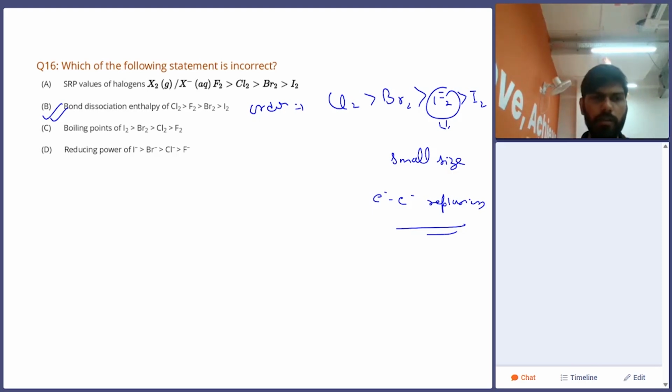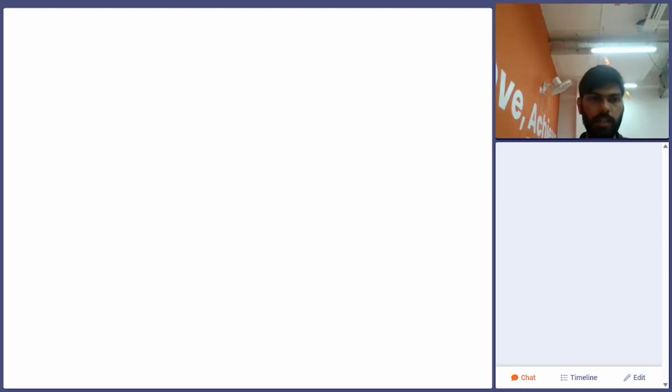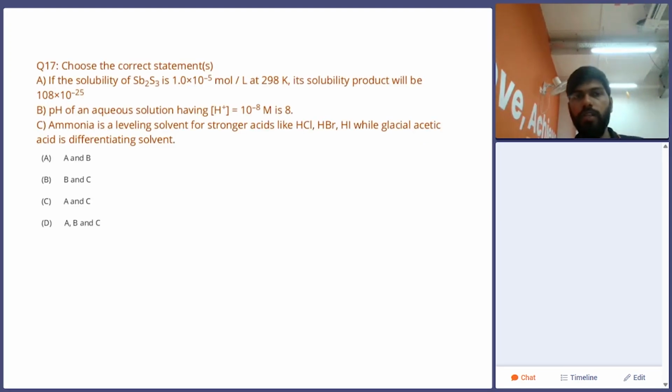So that's the reason option B is most correct here. Answer: bond dissociation enthalpy. This is the correct answer. Next one. Choose the correct statement for this question.